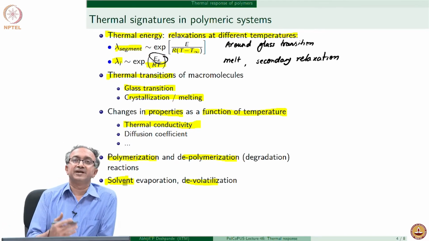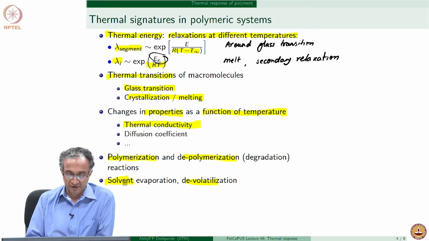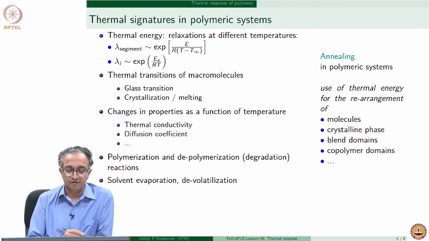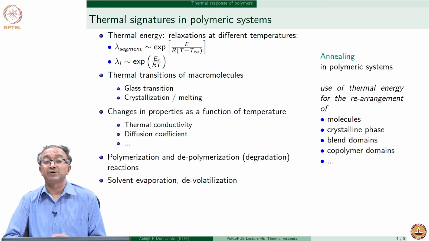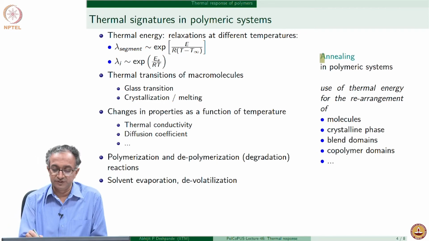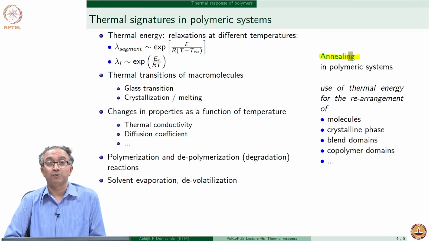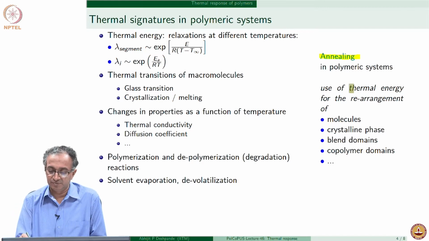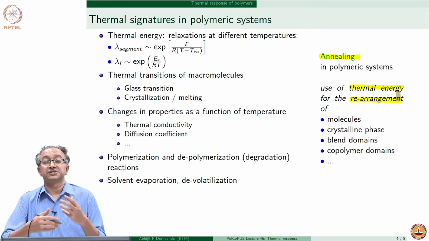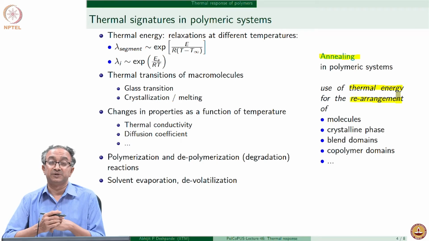So, these are different types of thermal events that can happen in a polymeric material, and a lot of this analysis can be done using thermal analysis, as we will see shortly. One of the important terms which is used quite often in case of polymers is annealing, and annealing is nothing but the use of thermal energy for the manipulation of microstructure of the polymeric material.